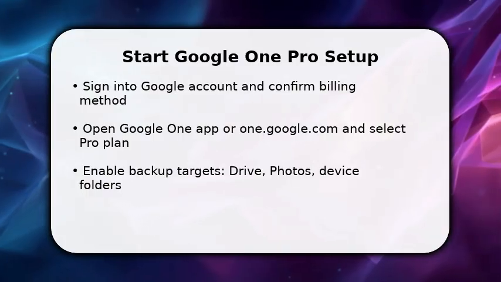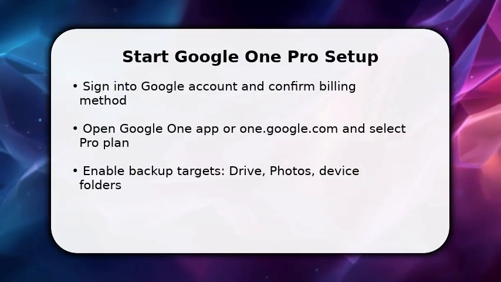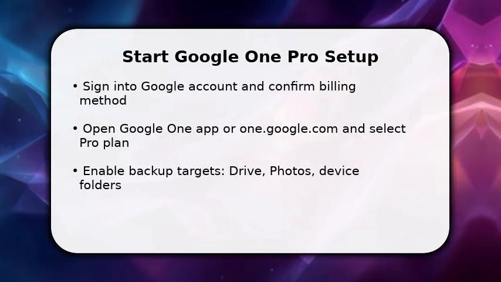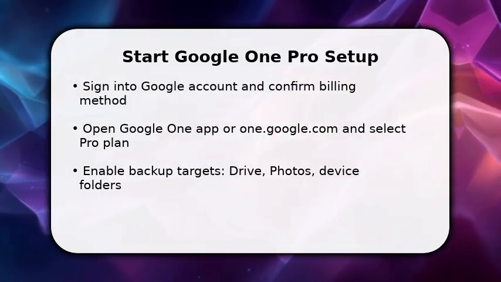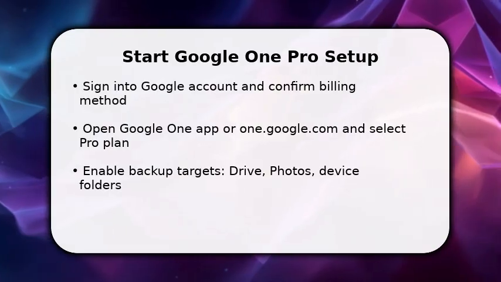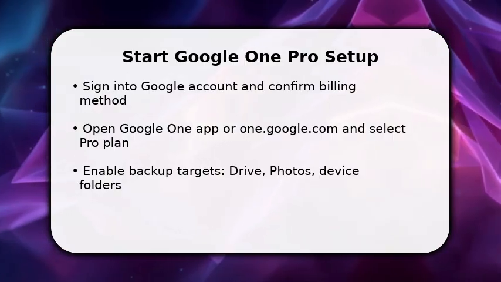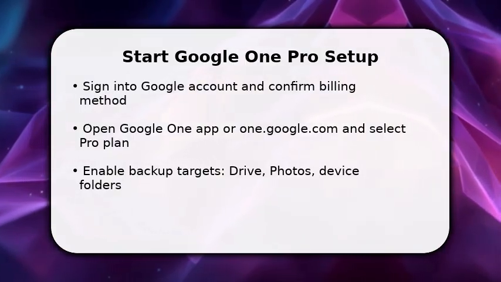You're signing in now. Use the Google account tied to your data. Start by selecting the Pro plan and confirming billing information so upgrades apply immediately. Next, open the Google One app or website and tap Storage Settings. Choose Backup Targets, Drive, Photos, and Device folders so everything syncs.